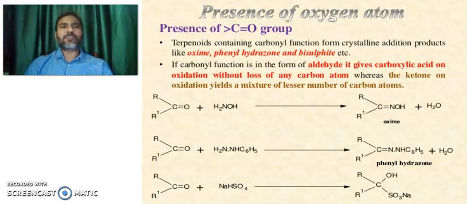Presence of oxygen atom. How will you confirm the presence of oxygen atom, especially the presence of a carbonyl group? Terpenoids containing carbonyl functions form crystalline addition products like oxime, phenylhydrazone and bisulfite. If the carbonyl function is in the form of an aldehyde, it gives a carboxylic acid on oxidation without loss of any carbon atom, whereas the ketone on oxidation yields a mixture of acids with a lesser number of carbon atoms.